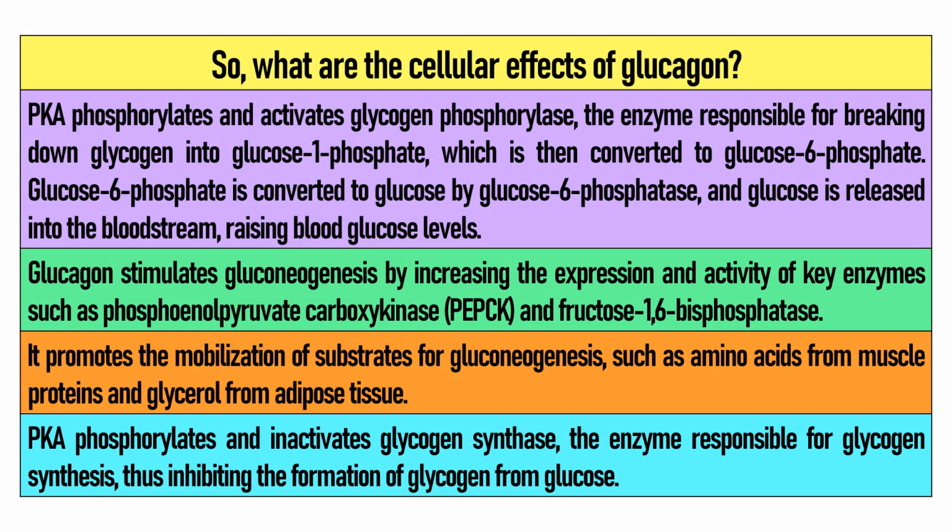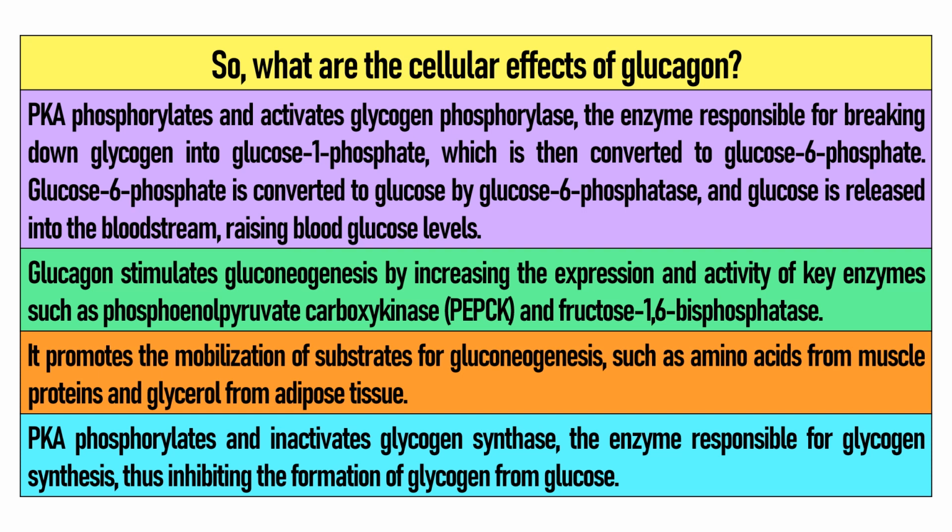So, what are the cellular effects of glucagon? PKA phosphorylates and activates glycogen phosphorylase, the enzyme responsible for breaking down glycogen into glucose 1-phosphate, which is then converted to glucose 6-phosphate. Glucose 6-phosphate is converted to glucose by glucose 6-phosphatase, and glucose is released into the bloodstream, raising blood glucose levels.